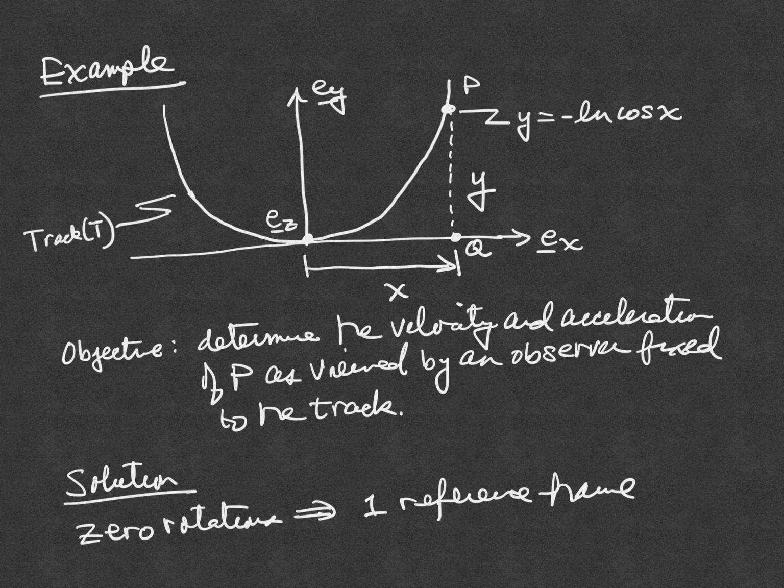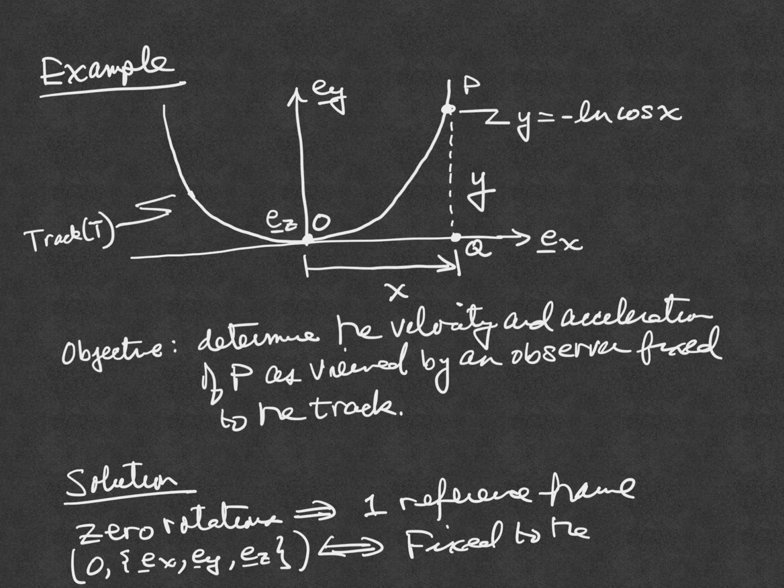Now, that one reference frame is simply going to be the track, and these coordinates EX, EY, EZ together with this point O are fixed in the track. So everything is already given in terms of the track, so we're done, because we know that this coordinate system O together with EX, EY, EZ is fixed to the track. Another way of looking at it is that these coordinates don't move relative to the track, so either way it's the same thing.